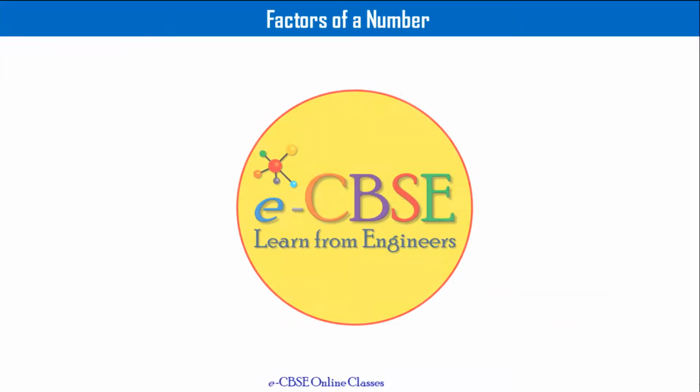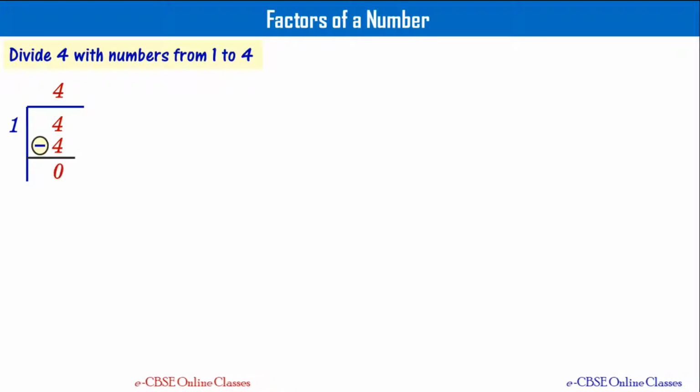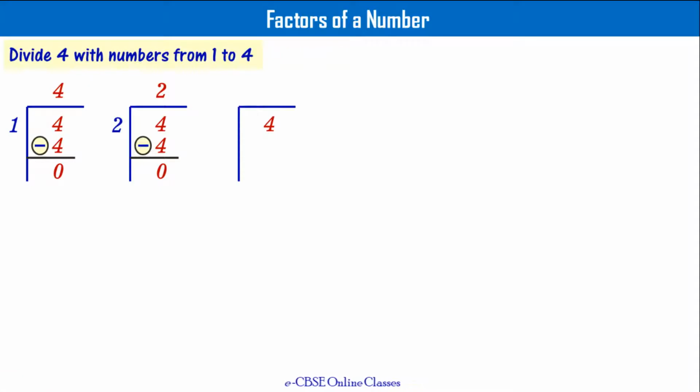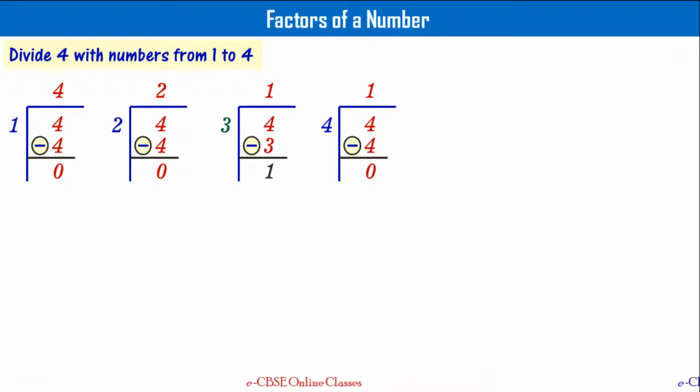Let's learn about factors of a number now. Let us divide 4 with numbers ranging from 1 to 4. To do that, we have to first divide number 4 with 1 and you get remainder 0. Let's divide number 4 with 2. You get remainder 0 again. Let's divide number 4 with 3. You got remainder 1. Divide 4 with number 4 such that you get remainder 0.